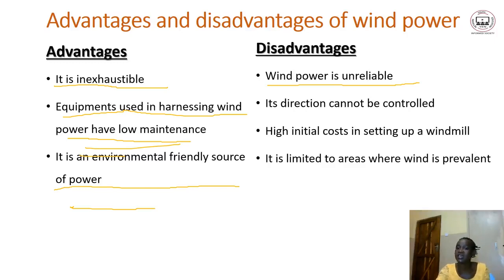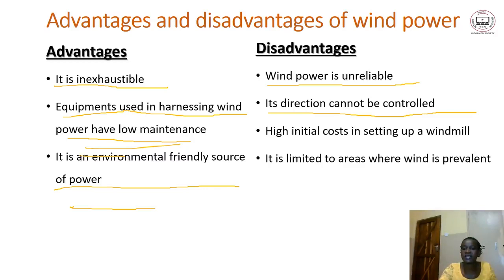So it means you may not exert energy from the wind during those months. So we're saying that wind power is unreliable. And also its direction cannot be controlled. We're talking of wind, nature. If it is blowing from west to north, you may not be able to control. So I'm saying that its direction cannot be controlled. So that can be the problem as well.